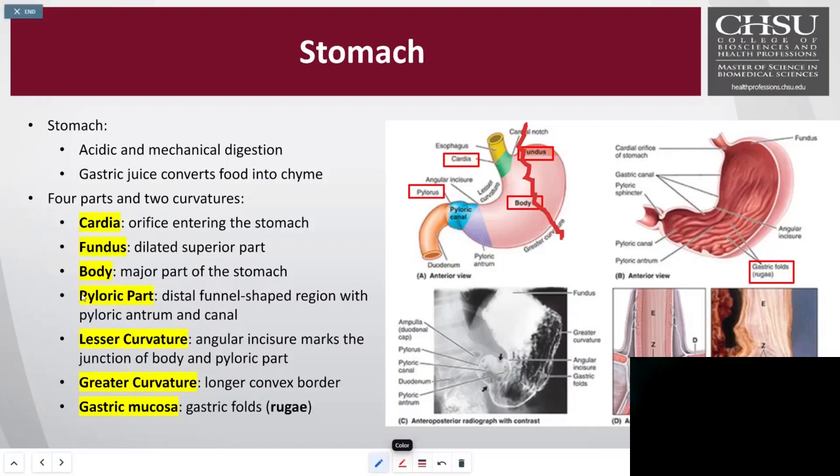Then we have the pyloric part. Pyloric part is going to be the distal funnel shape. So right here, you can see shown in blue. It's actually nice and color-coded, so you can see it. That blue area, the juncture between the stomach to your small intestine, will be pyloric part. And then you'll see there are two curvatures. The lesser curvature is the one on top right here, the superior curvature, and the greater curvature is the one that sits on the bottom. Obviously, as the stomach distends and as food fills in, it stretches.